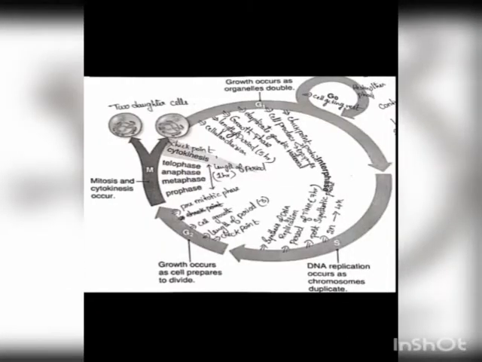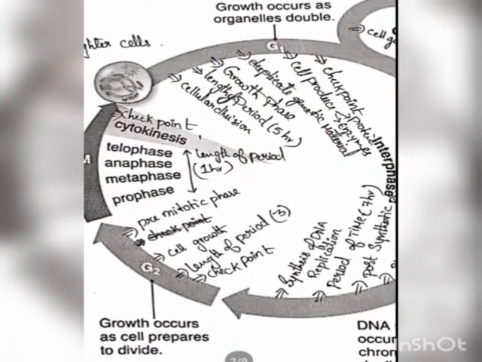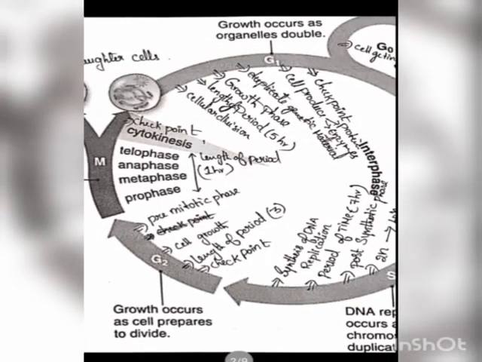Here we will see the cell cycle, what happens in the cell cycle and how it is divided into how many types. Let us see. Here we will see the cell growth. Cell growth occurs and the organelles in the cell double. In G1 we will see the checkpoint, and the cell produces proteins and enzymes. It is a growth phase and the length of the period is 5 hours, and then cellular division occurs.